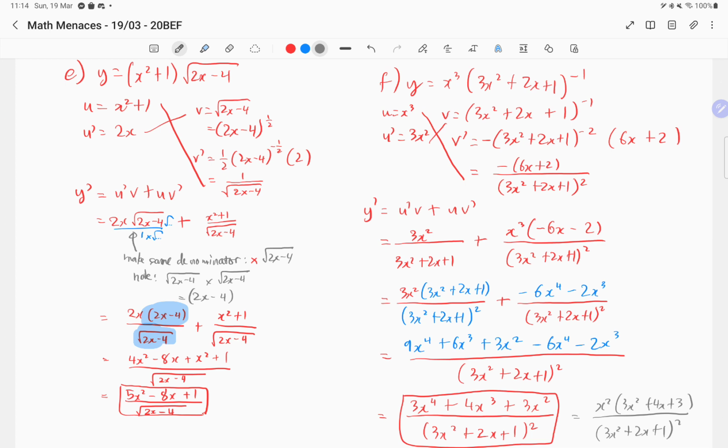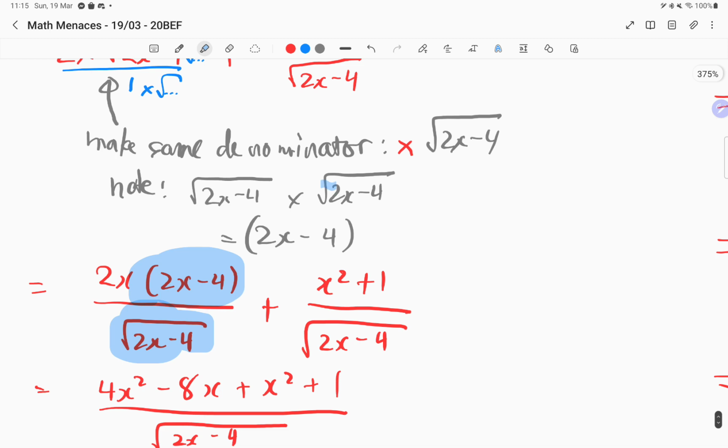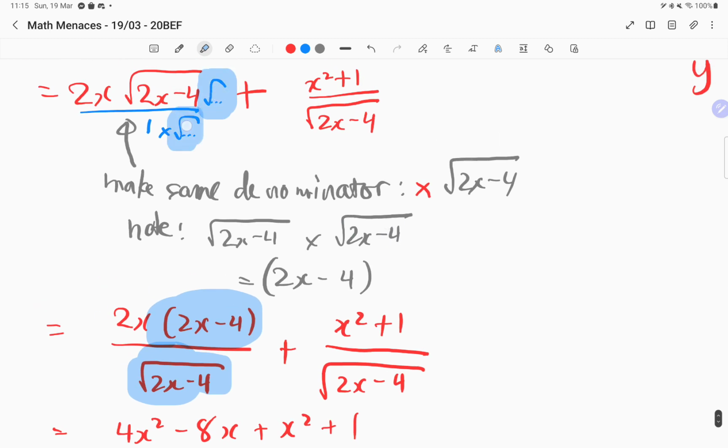Sarah? But for E, how did you get 2x minus 4 in brackets, without the square root? You mean like this one then? Yeah, because when you times the top and bottom by square root, the two square roots will cancel each other out. So when you times square root, the answer will just be that number. It's like root 2 times root 2 is just 2.